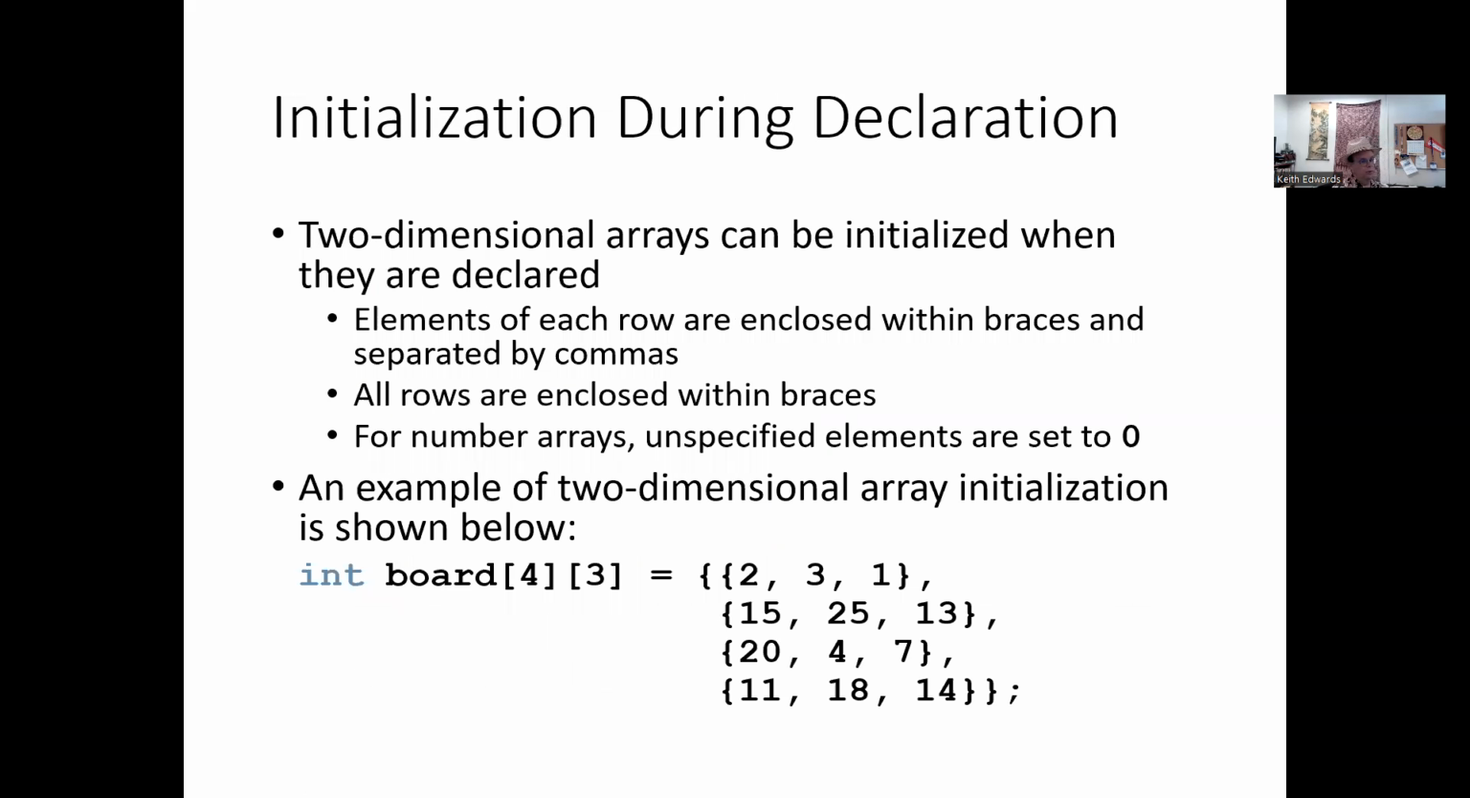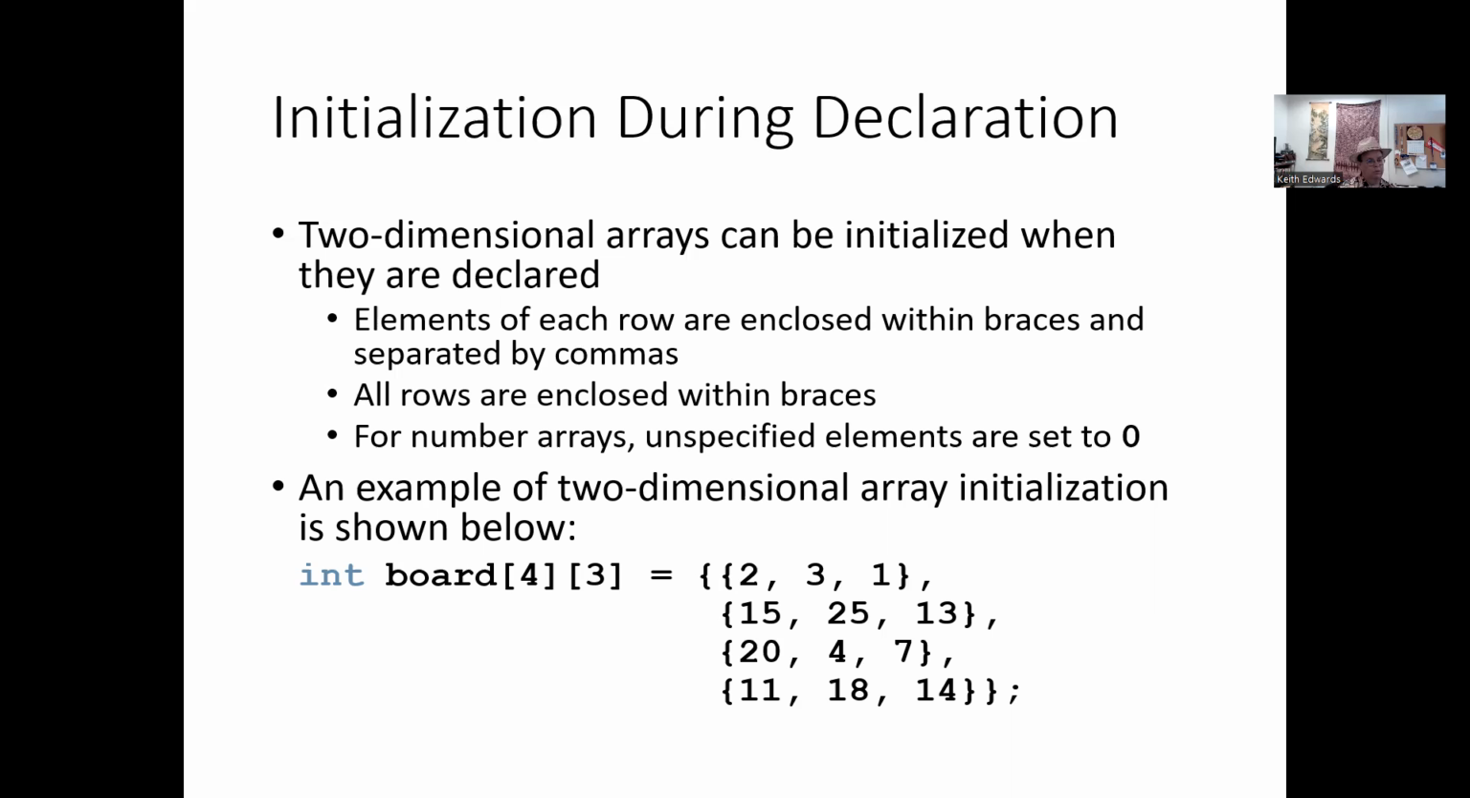These can also be initialized when they're declared. Elements of each of the rows are enclosed in braces and separated by commas. And then you separate those rows by commas as well. And for number arrays, you can have unspecified elements getting set to 0. This would be an example of initializing a 4 by 3 array. We would have the 4 rows and the 3 columns. The first one would be 2, 3, 1, 15, 25, 13, 24, and 7, 11, 18, and 14.